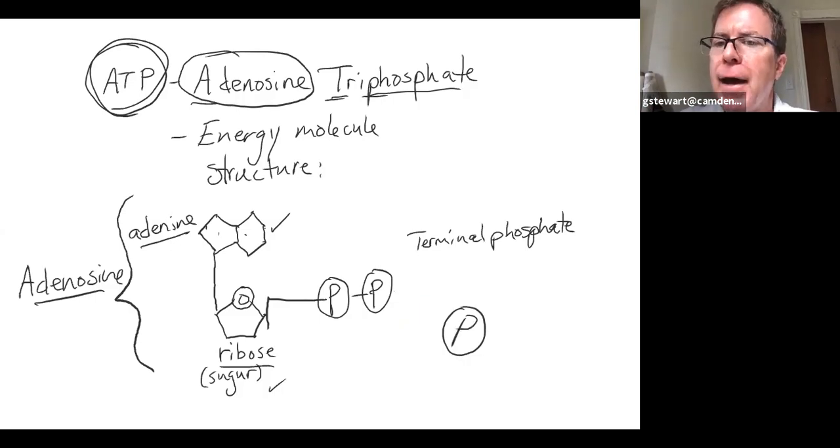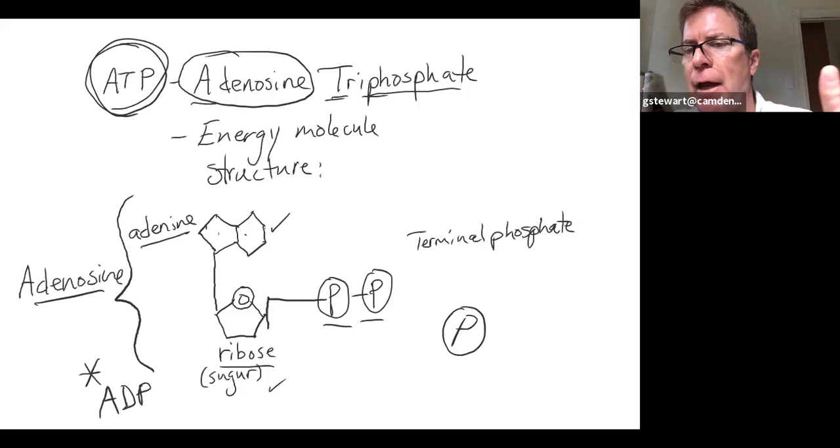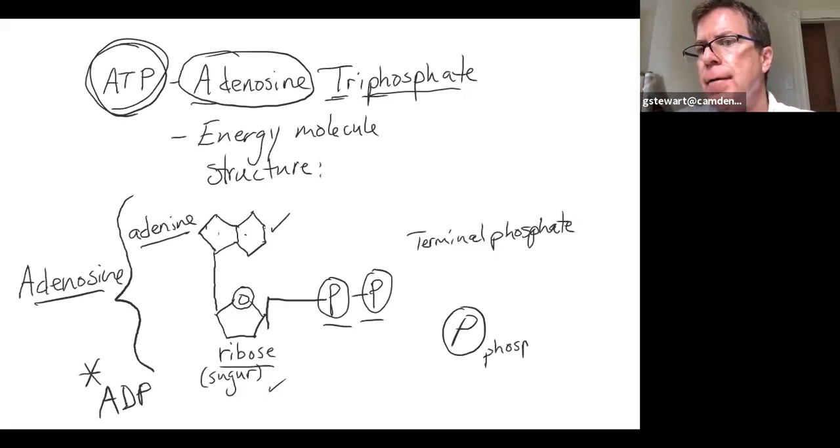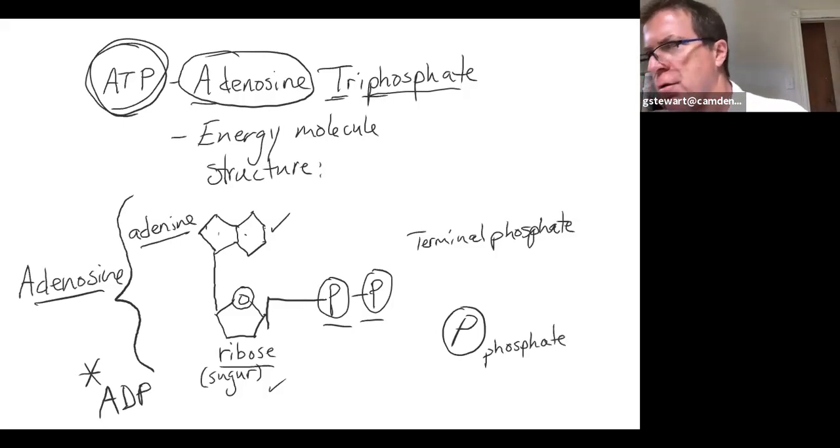So now we have this molecule over here called ADP, which stands for adenosine diphosphate, because it only has 2 phosphates now, not 3, not tri. And then we have this lone phosphate. This is a chemical inertia reaction.